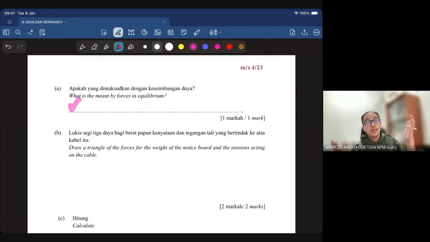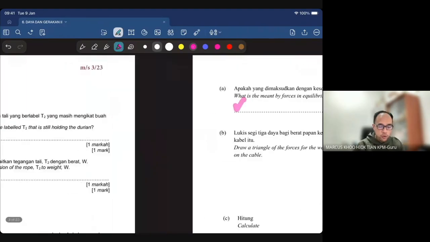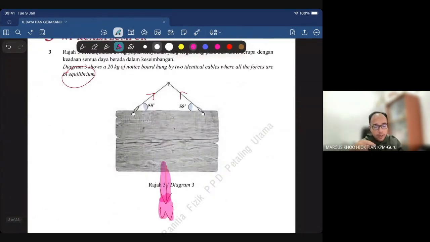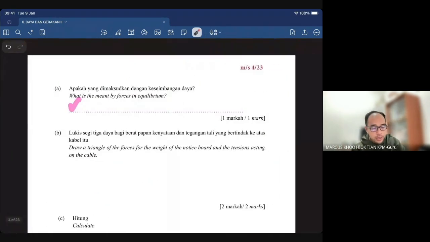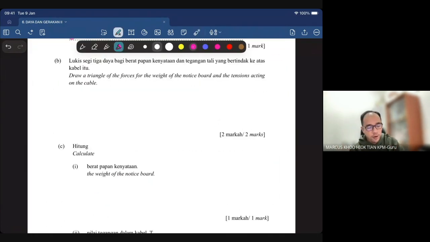Okay, once again, the triangle. Remember what I said just now. The triangle must be one way, which if you notice over here is down, and then up right, and then up left. So you can first draw it using a ruler. So the downwards force, and then you have the up-right force, and then you have the up-left force.